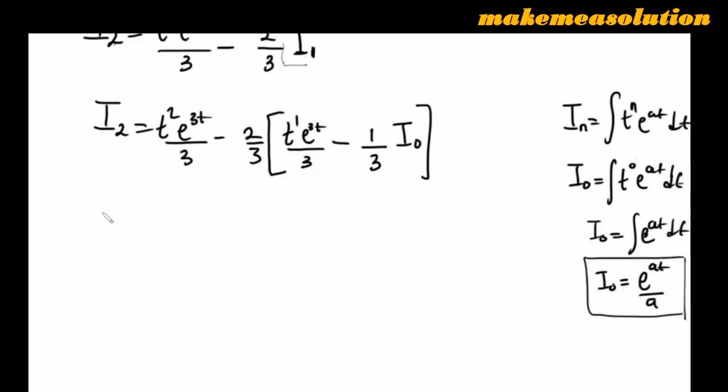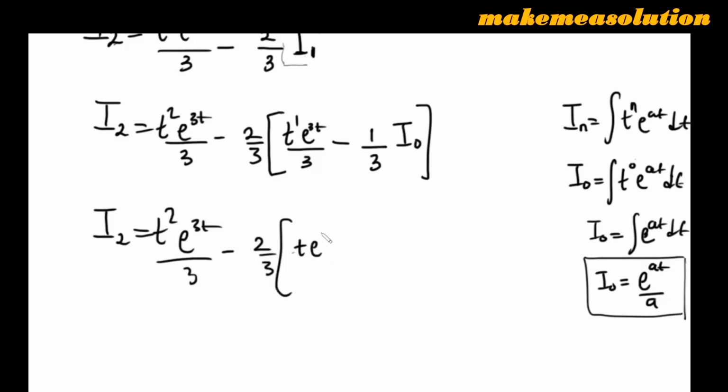So to wrap this problem up, my I_2 becomes t squared e to the 3t over 3 minus 2 over 3. You now have your t to the 1, which is t exponential 3t over 3 and minus 1 over 3, and I_0 is going to be exponential 3t, then you now have all over another 3. Is that okay? Then since you've evaluated I_0, you can now put your plus c.